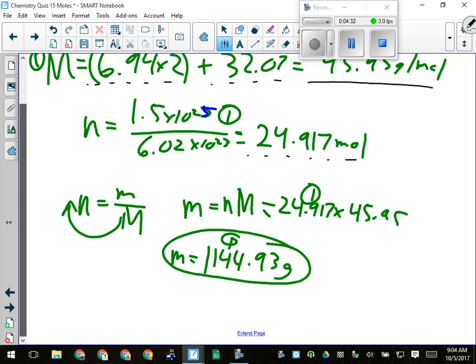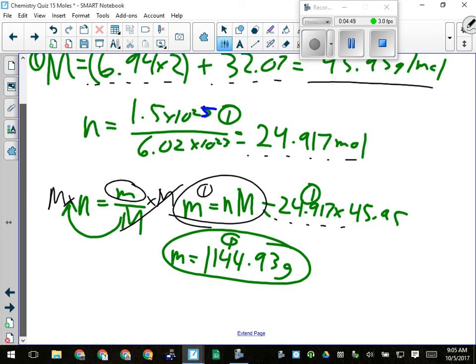Okay, now we need to calculate the mass of that material. So we have to manipulate the mole equation. So we're going to, again, multiply both sides by big M. It's going to come over here. Okay, so give them a mark if they have that manipulation. Okay, that's the mark that wasn't on here initially.